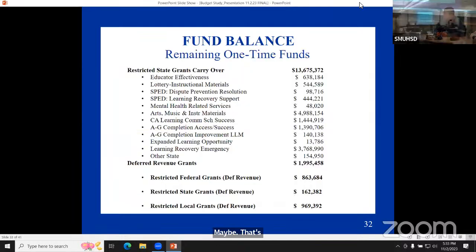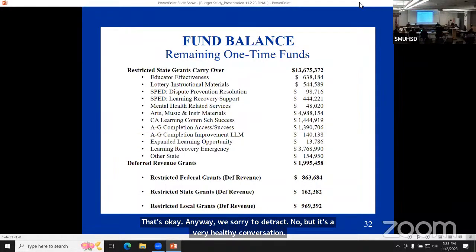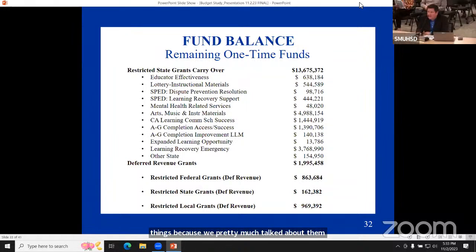It's a good conversation. I'll hit on these last couple of things because we've pretty much talked about them. The remaining restricted grants: I noted the two big grants that were received in the current year. The first was the Arts, Music, and Instructional Materials Block Grant, for which the board, prior to the changeover of the board, approved the spending plan. That's about 5 million. And then the Learning Recovery Emergency Block Grant, that's the remainder of the third COVID grant and potentially the last COVID grant.